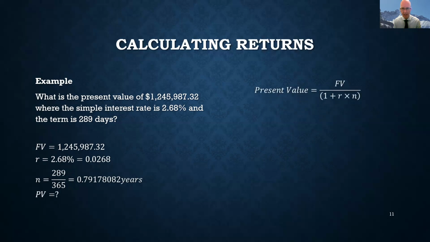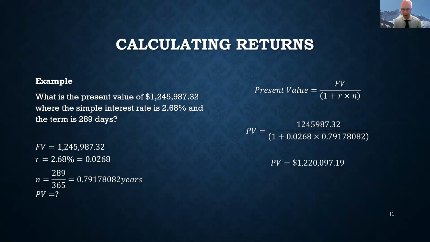Present value equals FV over 1 plus R times N. And we get present value equals 1,245,987.32 divided by 1 plus 0.0268 times 0.79178082. When we calculate it out, rounded to 2 decimal places, we get $1,220,097.19. Now, if you have a different number to me, go back and have another go. Make sure you're rounding numbers to the right number of decimal places.